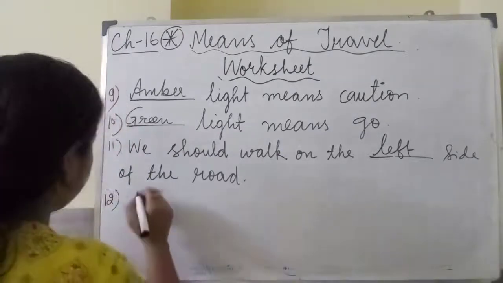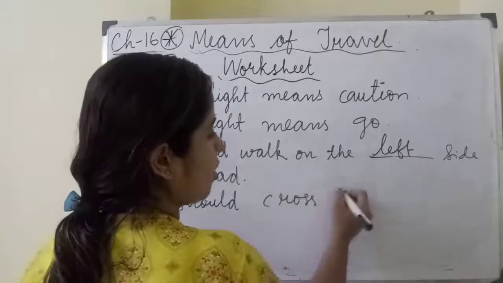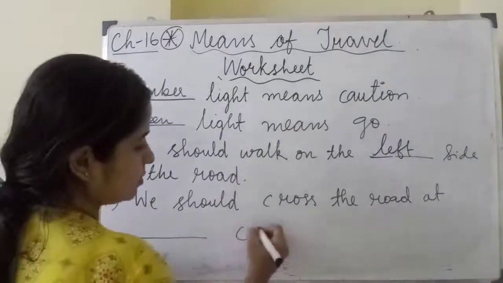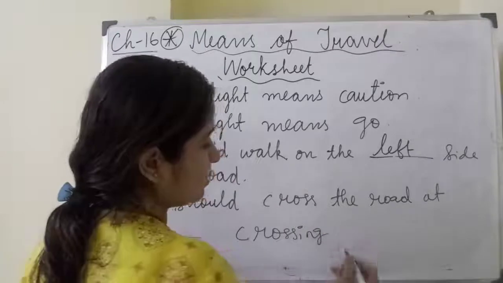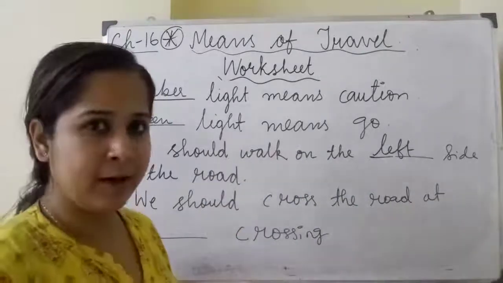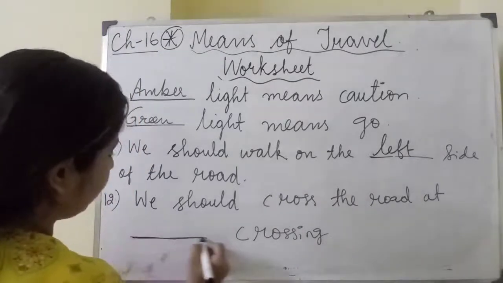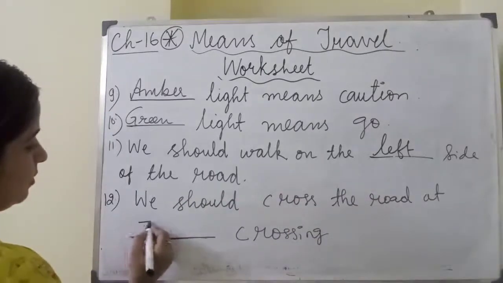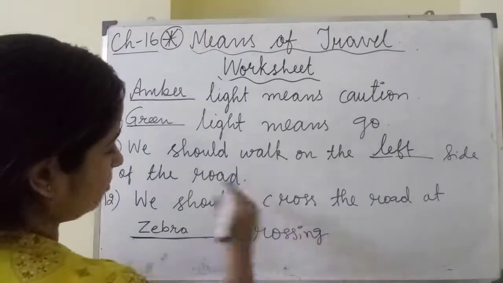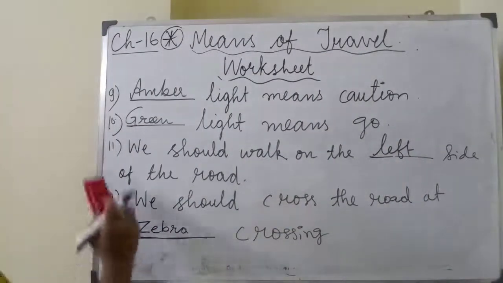Next is, we should cross the road at dash crossing. Yes, at which crossing should we cross the road? It is not like crossing the road like anything, running and without looking ahead or back. There are some rules which we have to follow, but we should cross the road at zebra crossing. Fine, this is designed for our safety purpose, that here only we should cross the road. So first write this in your notebook.